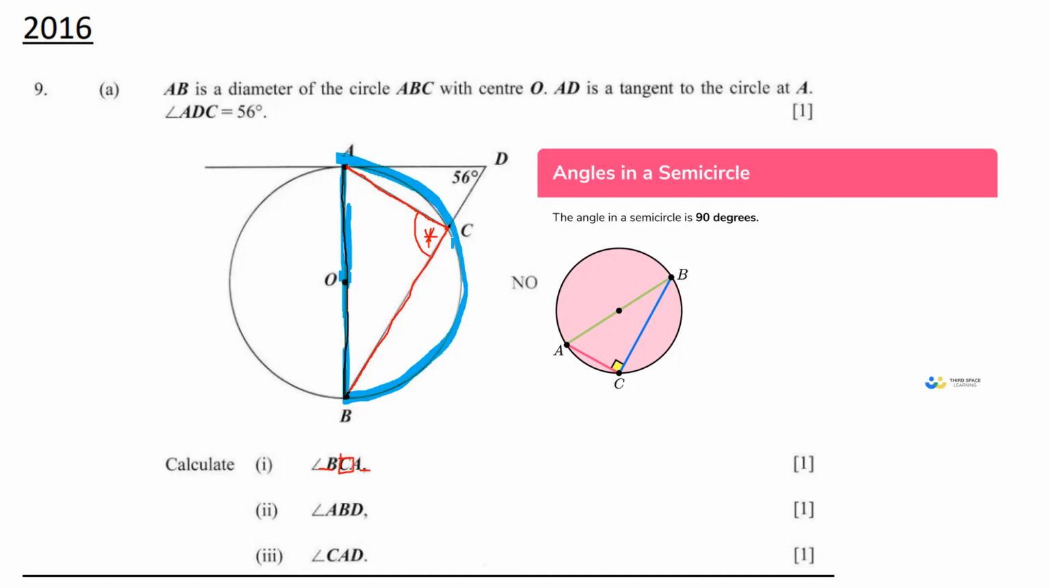All right. And so the angle right here, which is C, is going to be 90 degrees. So the answer is 90 degrees. What's the reason? Angles in a semicircle. Okay, let's move on to the next question.